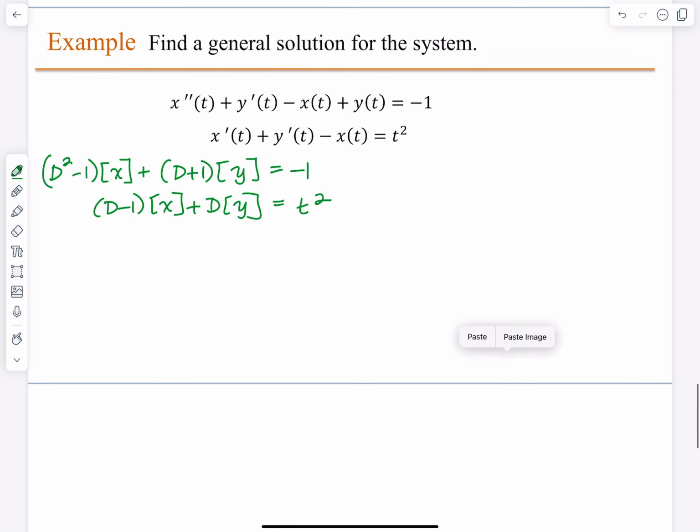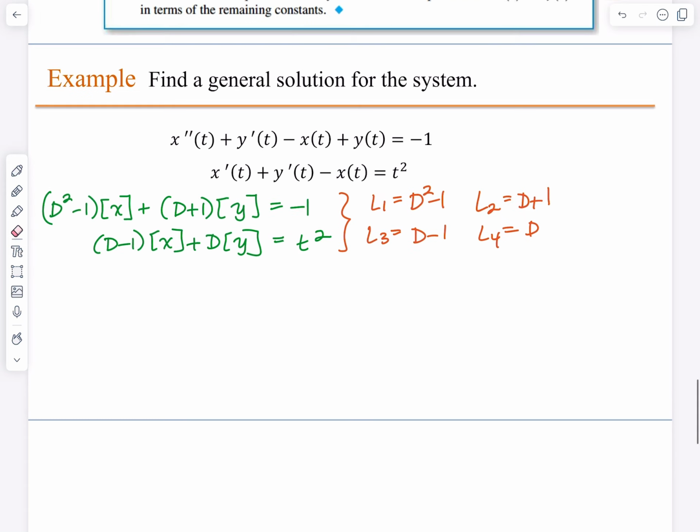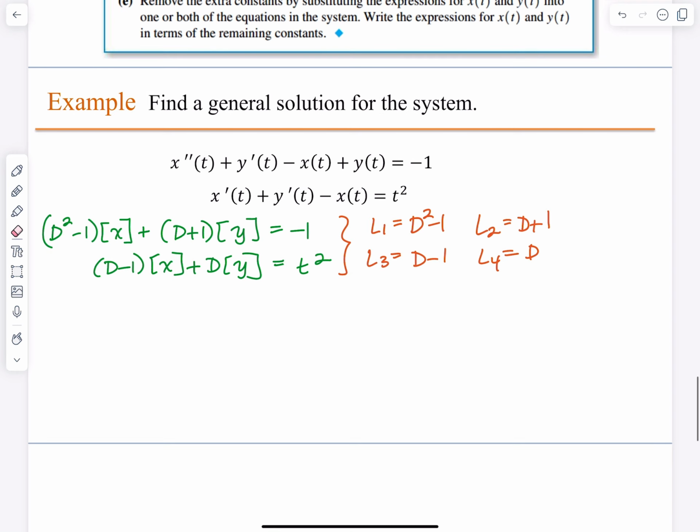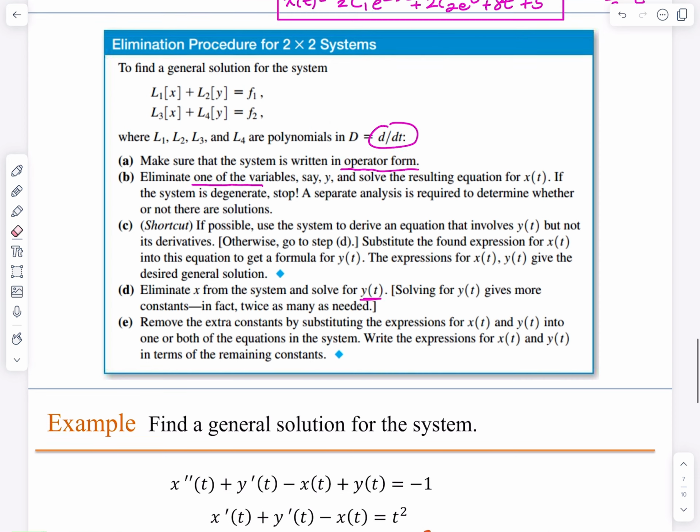So here you can see, let's go ahead and write that down. Here you can see that L1 is equal to d squared minus 1. L2 is equal to d plus 1. L3 here is d minus 1, and L4 is going to be equal to d. Now we are going to go ahead and show that we have a formula for doing so.